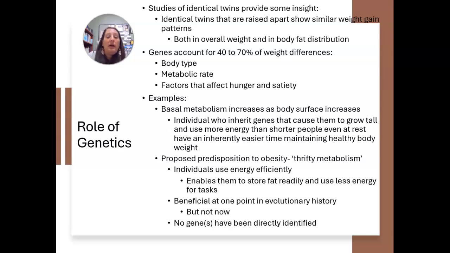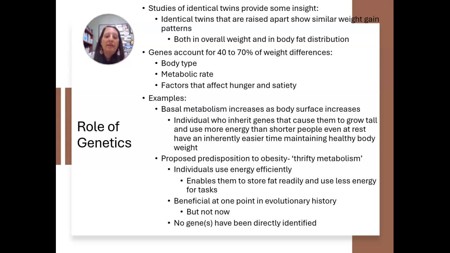So your height is going to be determined by your genetics, and basal metabolism increases as body surface increases. And so individuals who inherit genes that cause them to grow tall are going to use more energy than shorter people even at rest. So their basal metabolic rate, their BMR, will be higher, and therefore they have an inherently easier time maintaining healthy body weight.